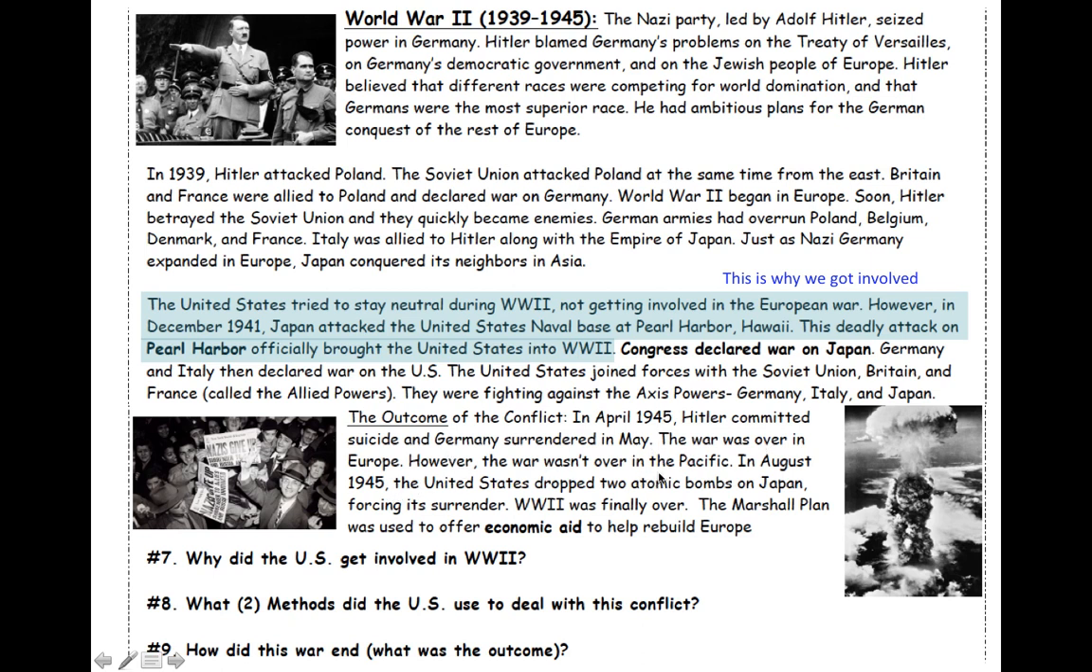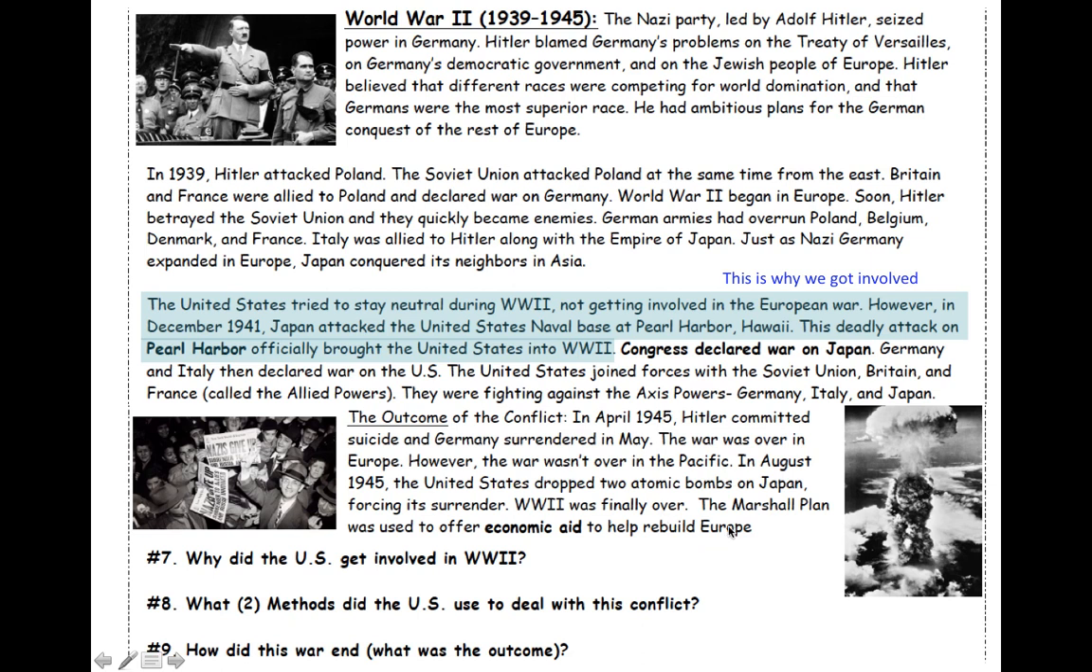However, the war wasn't over in the Pacific, so over in Japan and in Asia, we were still fighting. In August of 1945, the United States dropped 2 atomic bombs on Japan, forcing its surrender. World War II is over. The Marshall Plan was used to offer economic aid to help rebuild Europe.